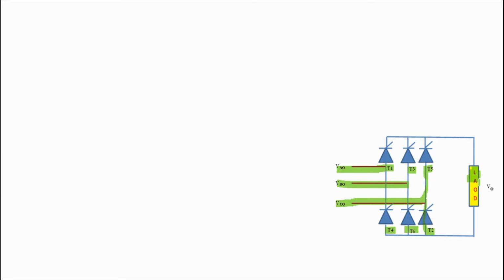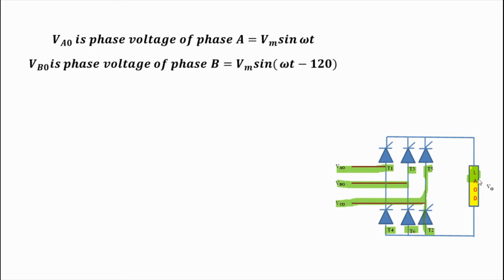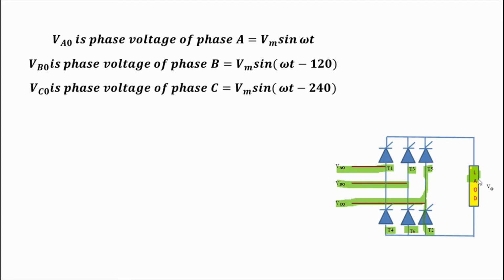Here this whole arrangement of thyristors is connected in parallel with this load, and output voltage we get across this load. Here VA0 is the phase voltage of phase A, that is equal to Vm sin omega t. VB0 is the phase voltage of phase B, that is equal to Vm sin(omega t minus 120 degree), and VC0 is the phase voltage of phase C, that is equal to Vm sin(omega t minus 240 degree).